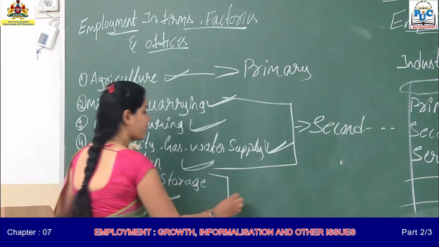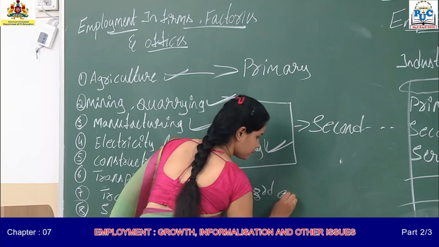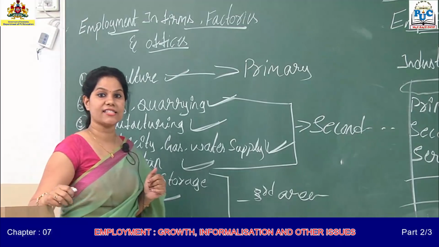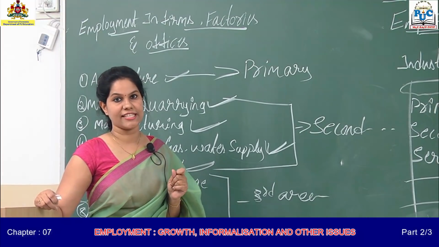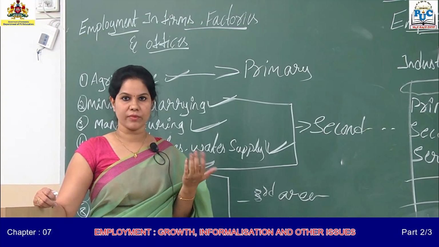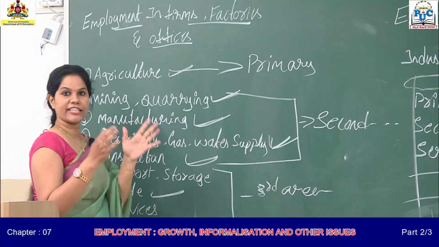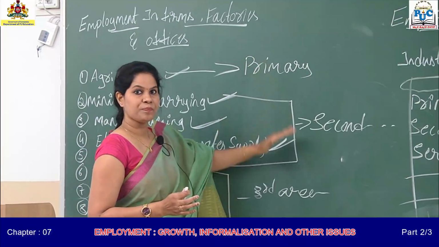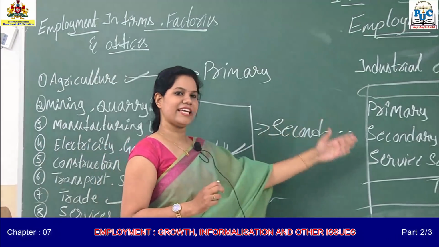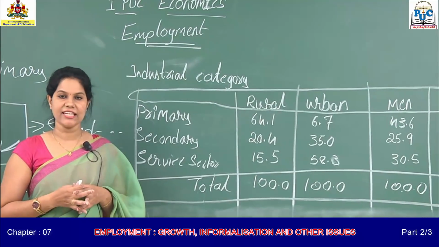We call it as a third area, otherwise we call it service sector, tertiary sector. Service sector, otherwise tertiary sector, one of the alternative names, synonymous we can use. So now, after knowing that these all 8 areas are covered in 3 important sectors, primary sector, secondary sector, tertiary sector, otherwise service sector, let's see now how many people are dependent on primary sector, secondary sector, and the tertiary sector.